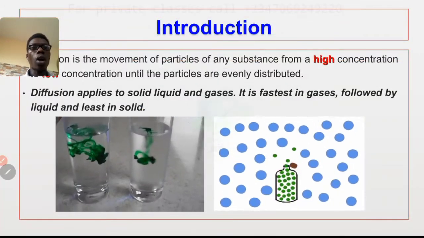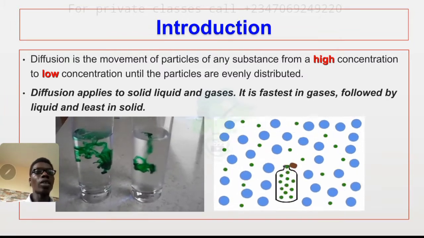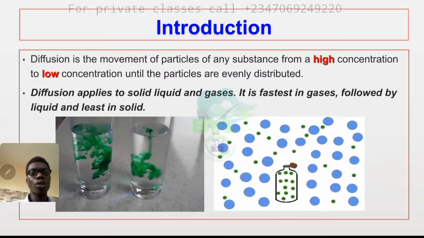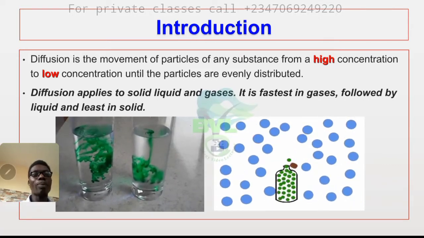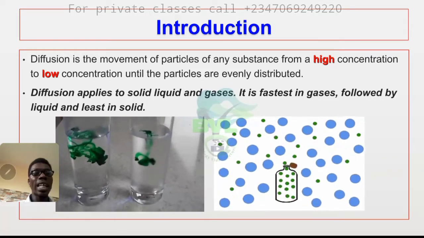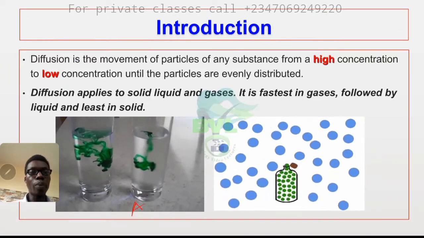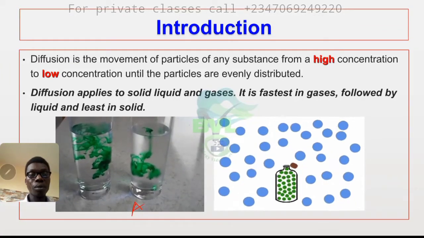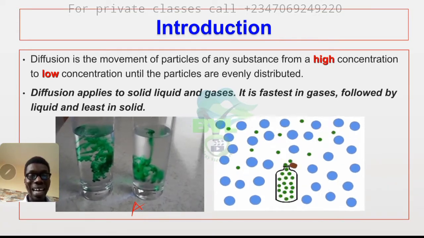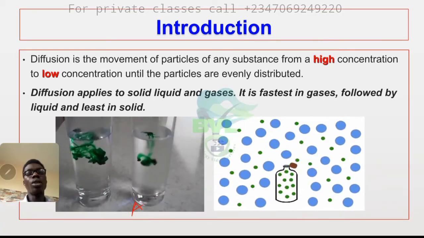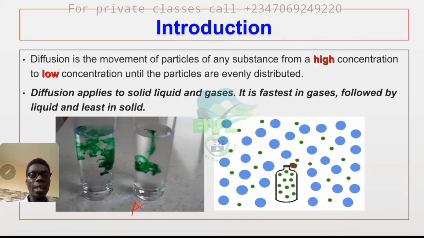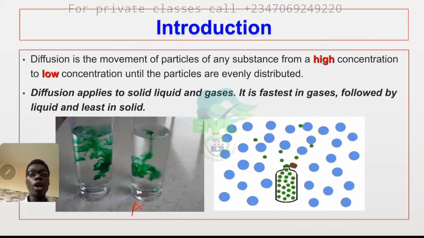So diffusion is the movement of particles of any substance from a high concentration to low concentration until the particles are evenly distributed. Looking at the liquid part here, that A, you will see that the green substance, when it was introduced, is spreading around slowly till it becomes even.